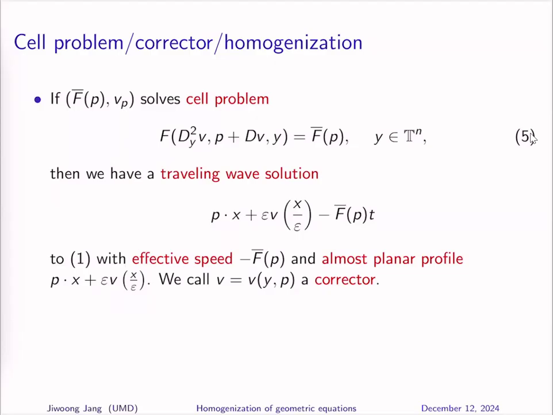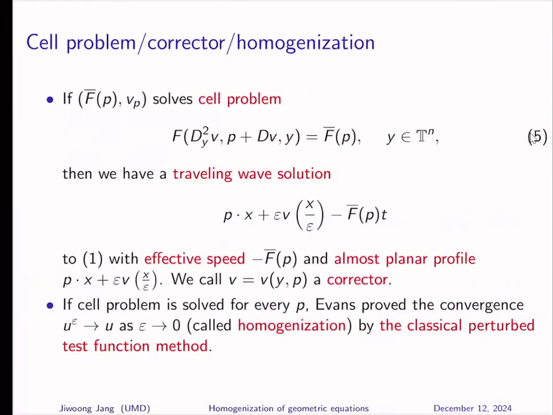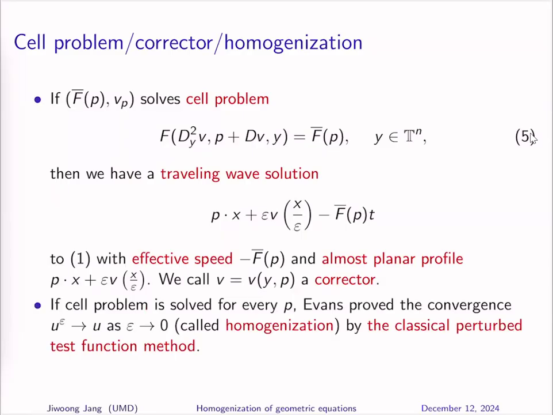We have a uniform bound for the traveling wave solutions, and actually it is vice versa. If we know the uniform flatness behavior of the traveling wave solutions, then we can recover the viscosity solution v, which is the corrector, by using the Perron method. So if we know that every cell problem is solved for every direction, and we know the uniform flatness behavior for all associated directions, then homogenization can be proved by Evans. It is proved by Evans, and the framework is called the classical perturbed test function method.